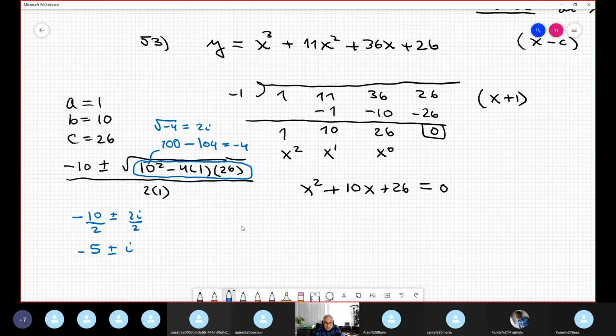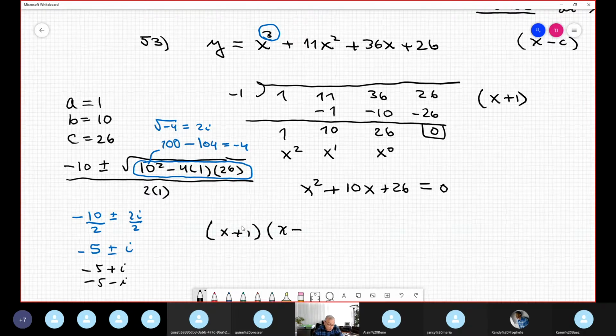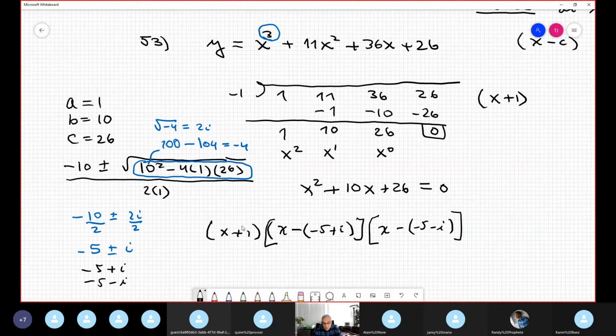The final answer is you have degree 3. You have 3 factors. The first one is x plus 1. And the second is x minus c, and we have 2 complex c's: minus 5 plus i and minus 5 minus i. So, well, one way to do it is open the parenthesis. I like it so much. Minus 5 plus i, and this is a bracket, no? Another bracket, so x minus parenthesis negative 5 minus i, no? And I leave it like that, no. No, much better. This is perfect, no?